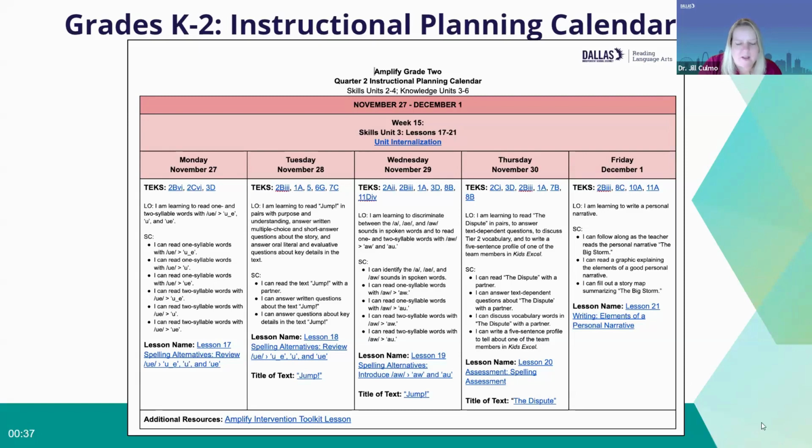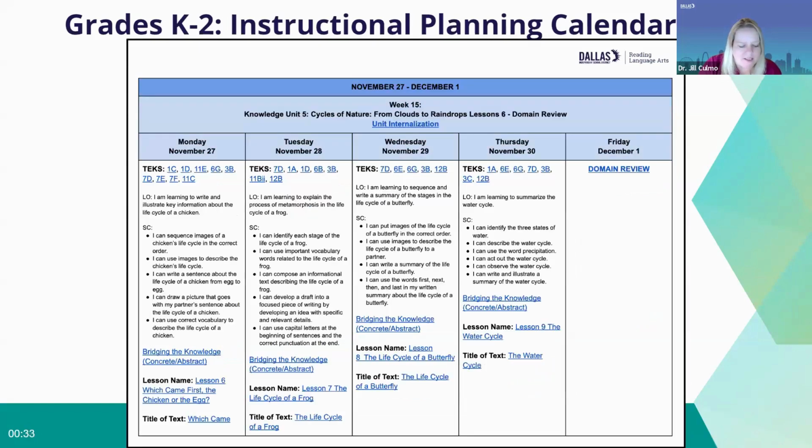Now let's take a look at the IPC for knowledge. The layout of this document is similar to the skills document, but also includes the following: a direct link to Bridging the Knowledge, also known as suggested items to support background knowledge, a direct link to engagement activities, a link to the flip book for that unit as well.